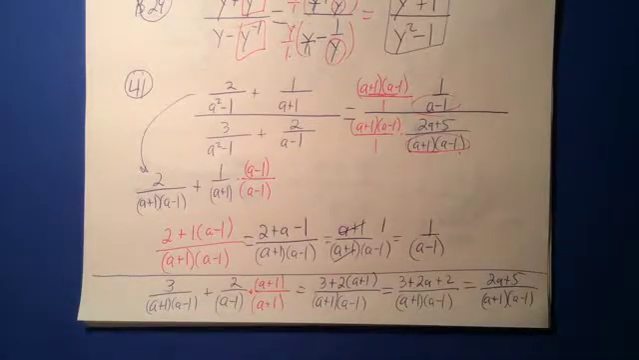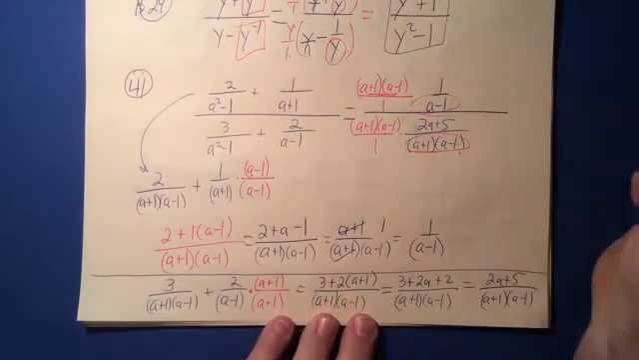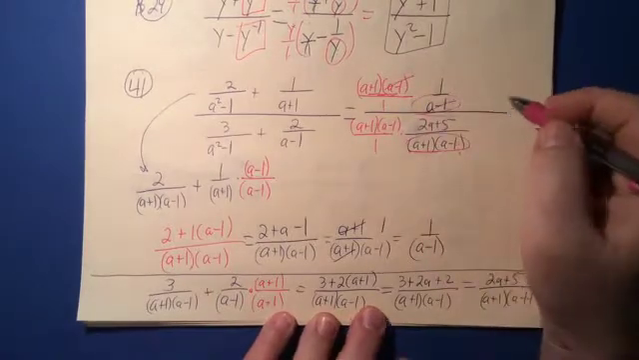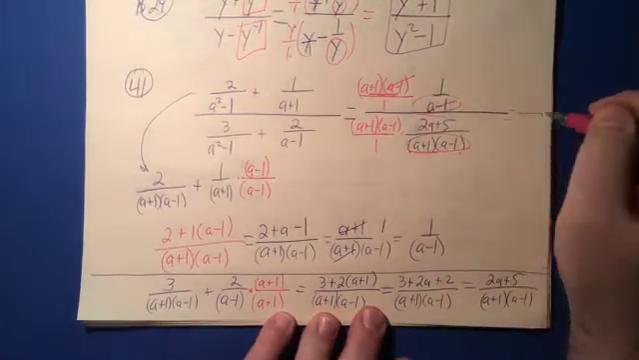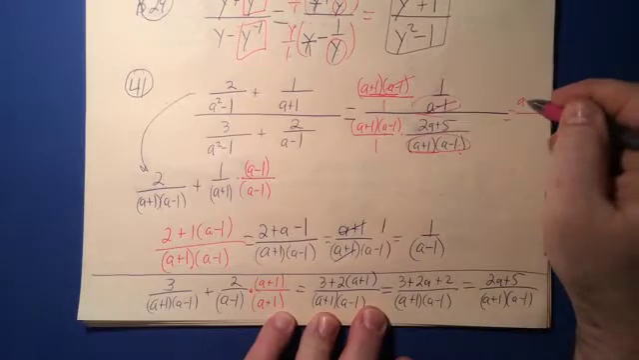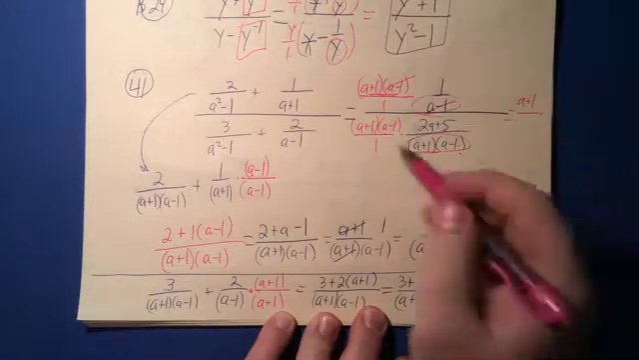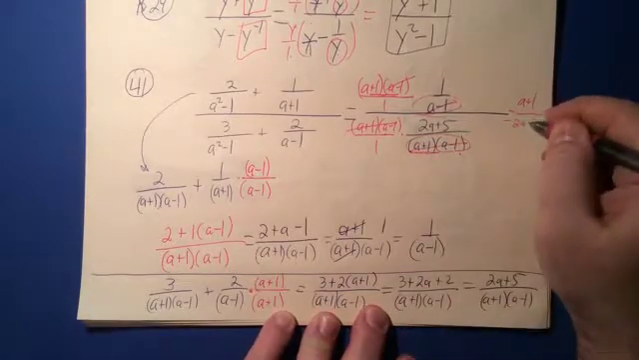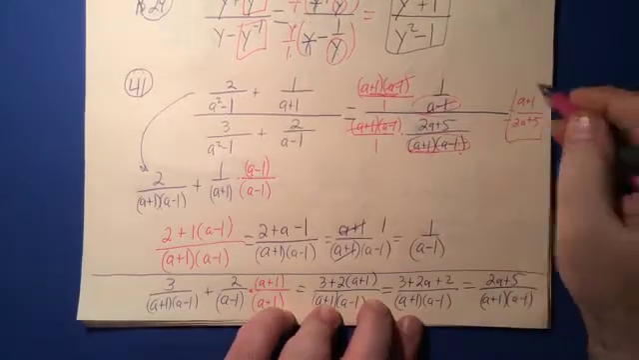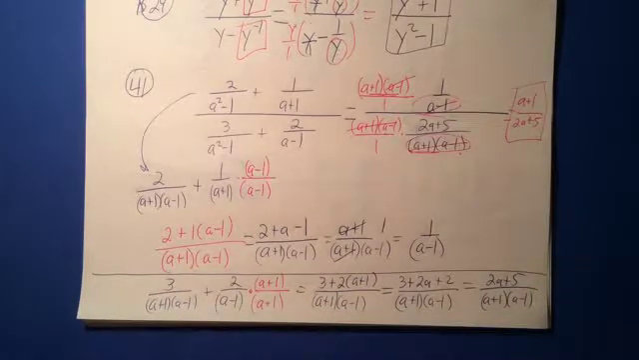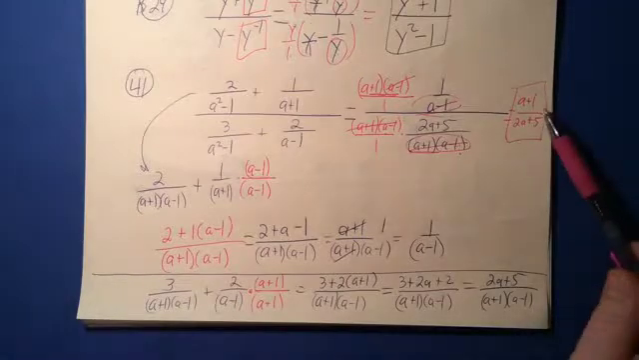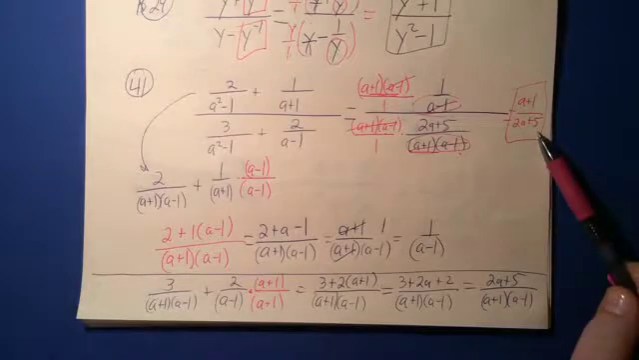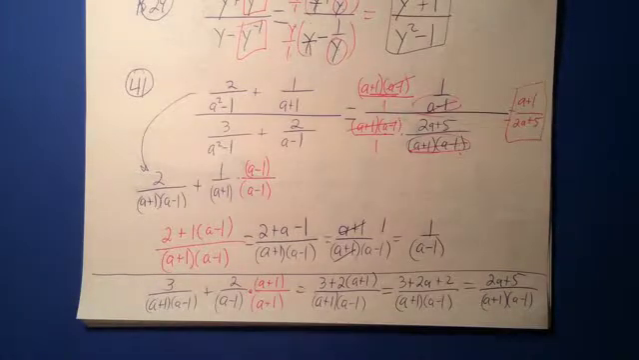So in the top, this cleans up pretty nicely by crossing out a minus 1 and leaving me with a plus 1. In the top, both of these will reduce, leaving me with 2a plus 5. And now we have an answer for question number 41 that is in simplest form as a plus 1 over 2a plus 5.